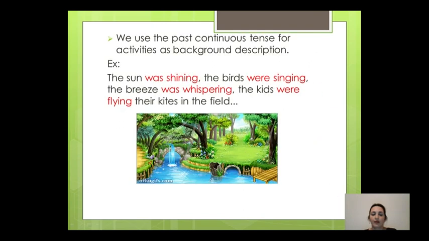Okay? We use the past continuous tense for activities as background description. Dakle, ovo vrijeme još i koristimo u opisima, u naraciji, u tom smislu. For example, look at this beautiful scenery. Let us describe it. The sun was shining. The birds were singing. The breeze was whispering. The kids were flying their kites in the field, and so on and so on. Dakle, u opisima također koristimo past continuous tense.